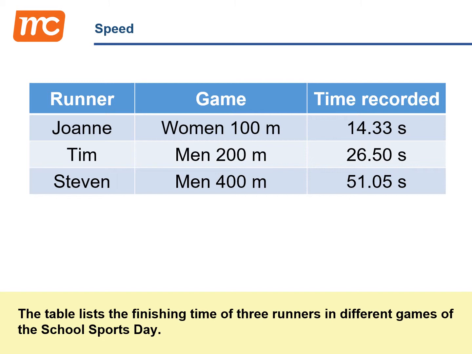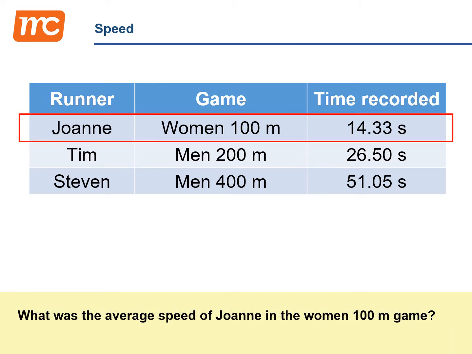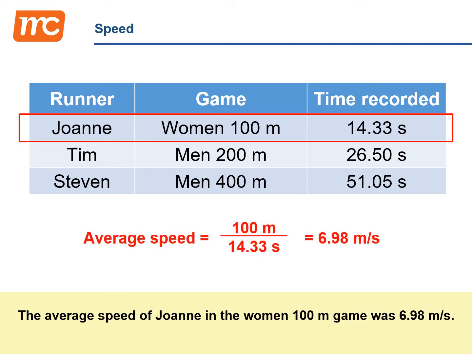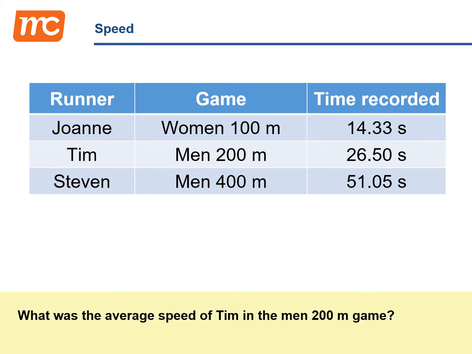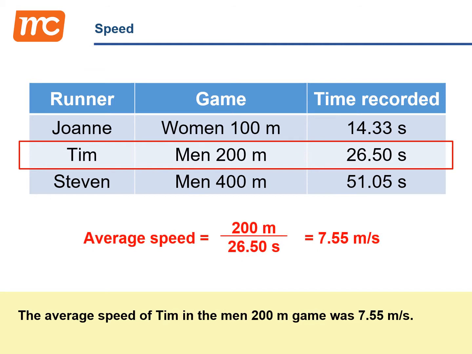The table lists the finishing time of 3 runners in different games of the school sports day. What was the average speed of Joanne in the women 100 meters game? The average speed of Joanne in the women 100 meters game was 6.98 meters per second. What was the average speed of Tim in the men 200 meters game? The average speed of Tim in the men 200 meters game was 7.55 meters per second.